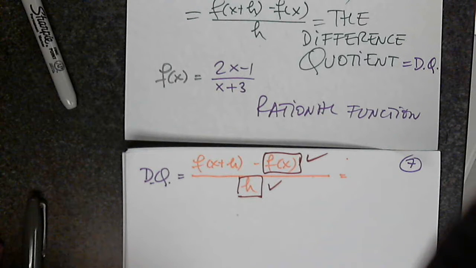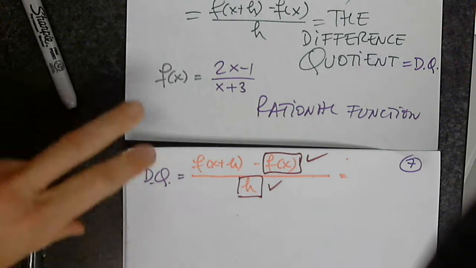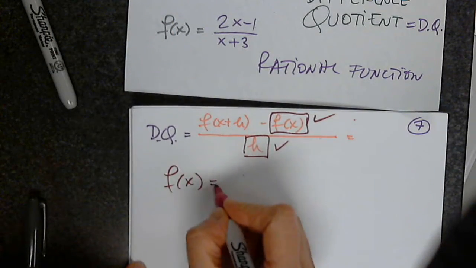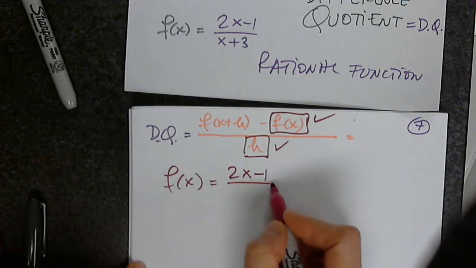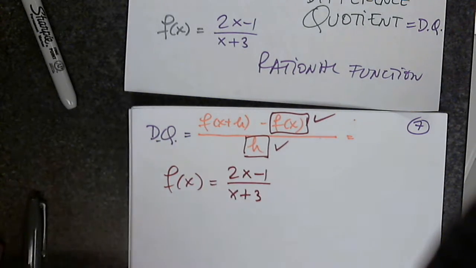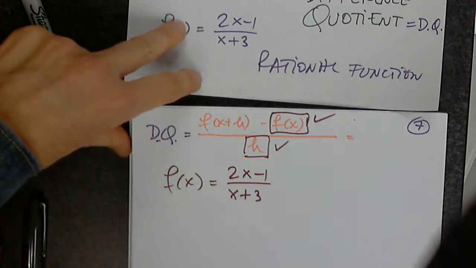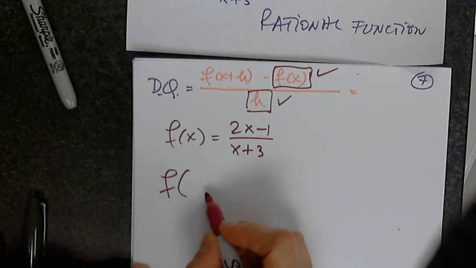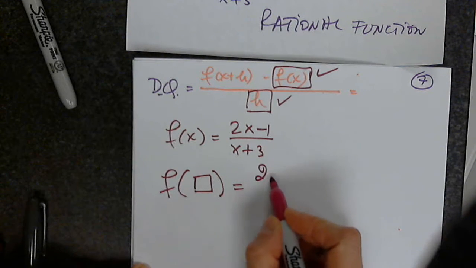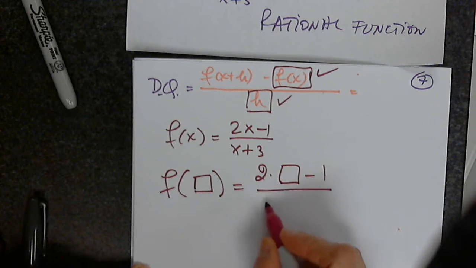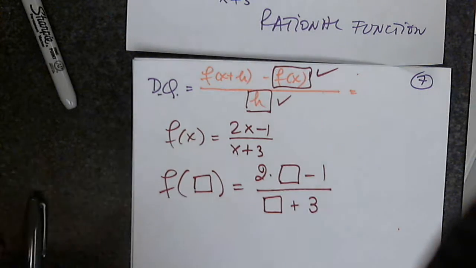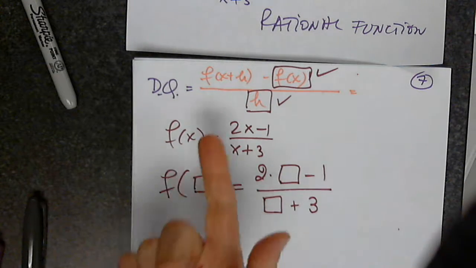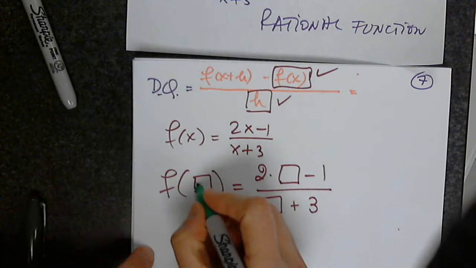So what is the one that I don't have yet? x plus h. Right. Before we determine that, let me tell you what I see when I look at this function. Let's say you give me this function and you say, tell me what you see. I will tell you this: f of whatever equals 2 times whatever minus 1 over whatever plus 3. This is what I see, which means that if you want me to find f of x plus h, then I know what to do.